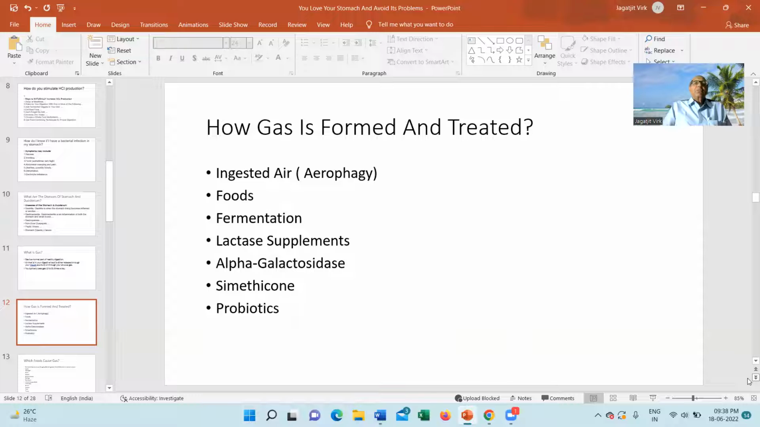How is gas formed and treated? It is from ingested air, aerophagy, and certain foods that form gas with fermentation. To treat, we can give lactase supplements, alpha-galactosidase, an enzyme, simethicone, and probiotics.